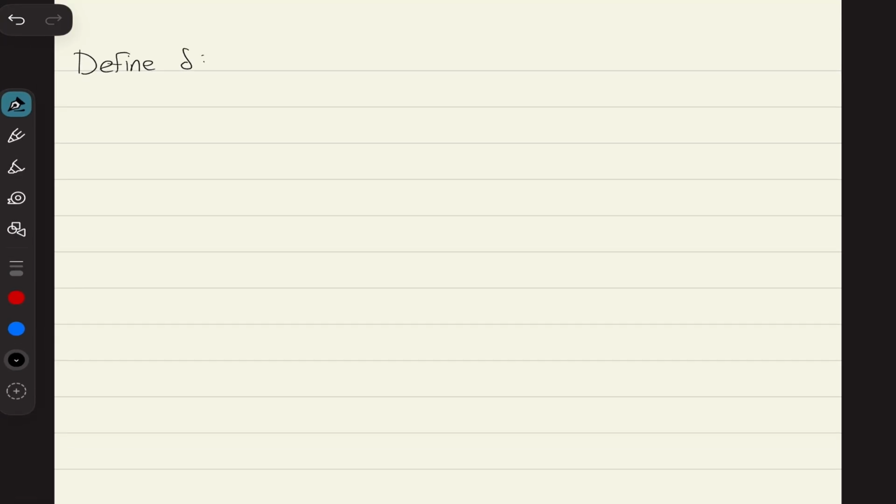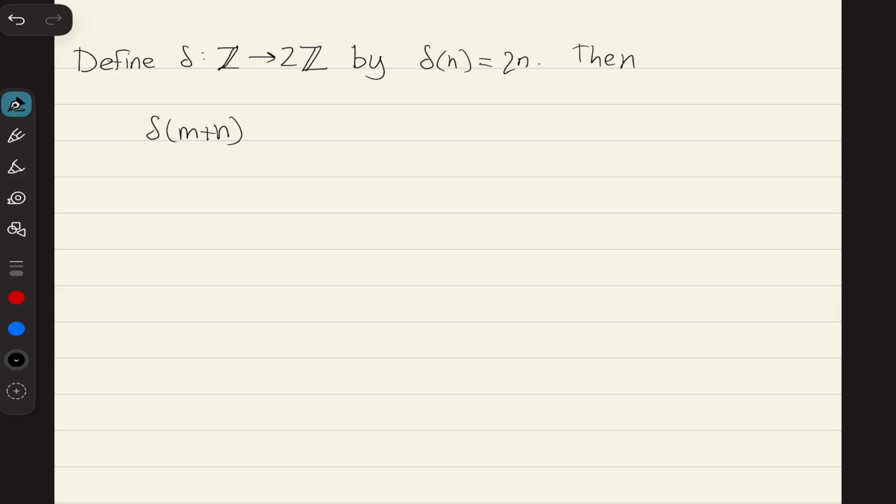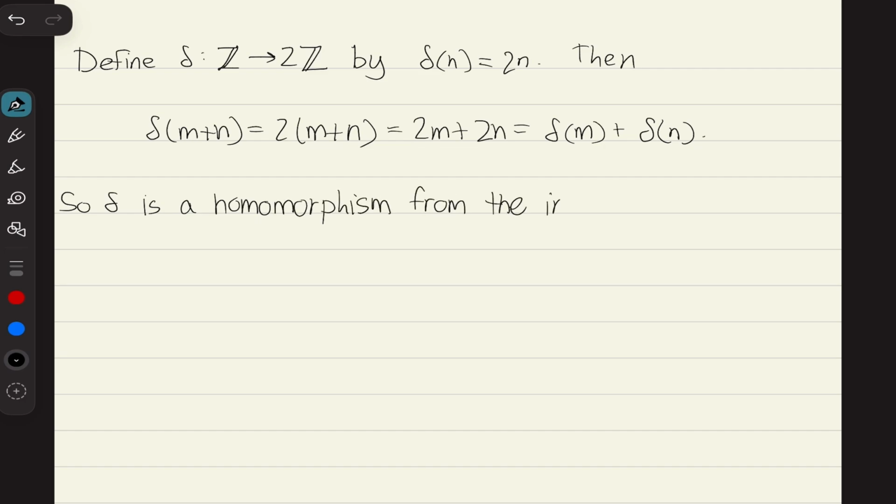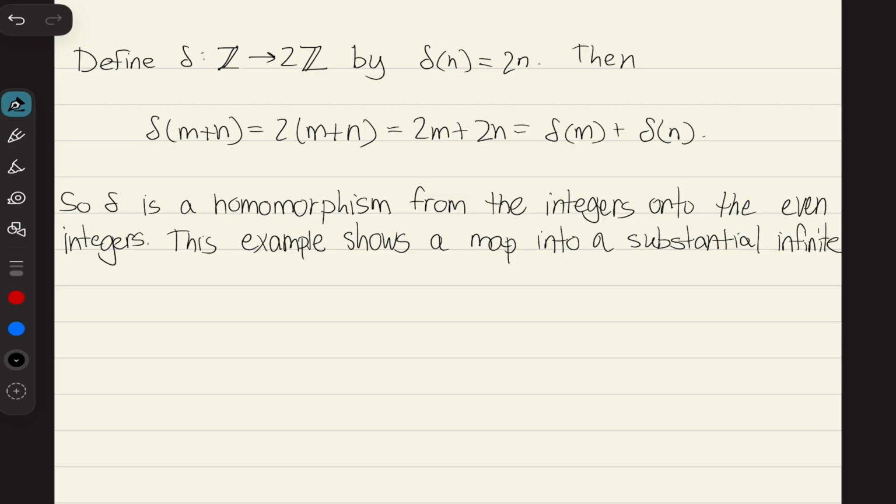And example 3, we're dealing with an infinite set, a scaling map to the even integers. Define delta from Z to 2Z by delta of n equals 2n. Then delta of m plus n equals 2 times (m plus n) equals 2m plus 2n equals delta of m plus delta of n. So delta is a homomorphism from the integers onto the even integers. This example shows a map into a substantial infinite codomain that still respects the group operation. Our last example is exponentiation into S4.